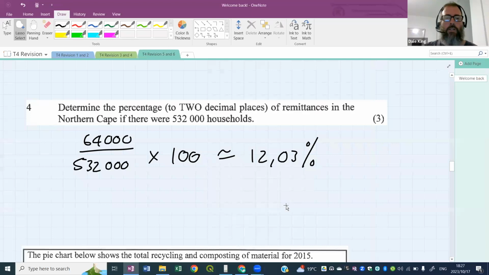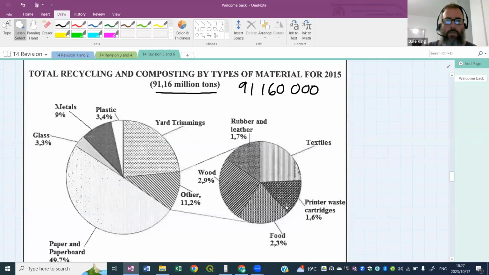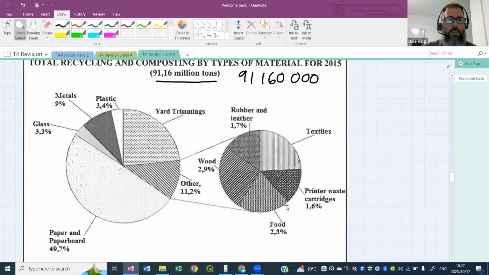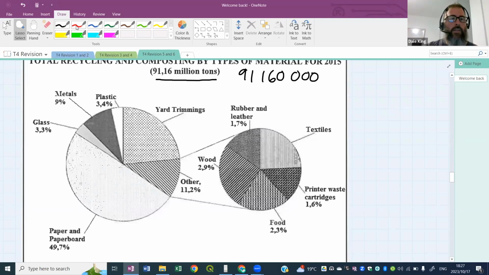All right, let's go back down to this question. So this is total recycling and composting by types of material. So these are all different types of material that get composted and recycled. Now, what's interesting to see is that there are 2 pie charts, but this is all for one value. So the value they give us here, 91.16 million, is represented in both of these pies. And you might ask yourself, how on earth do they do that?